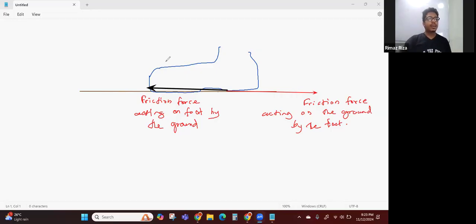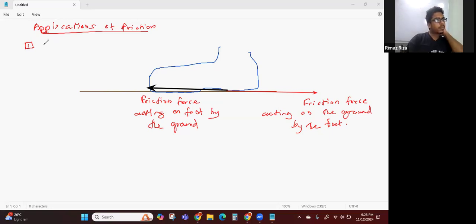Okay. So you can quickly draw this. Before that, I'll give you a topic. Applications of friction is the topic. And then under that, the first application is action of friction when walking. Okay, so you can quickly draw this.